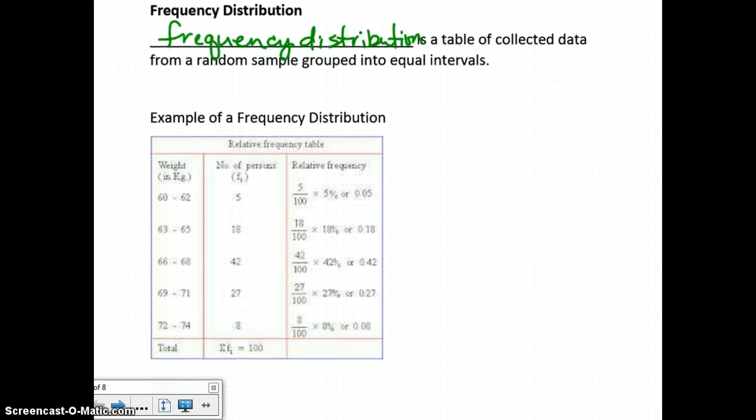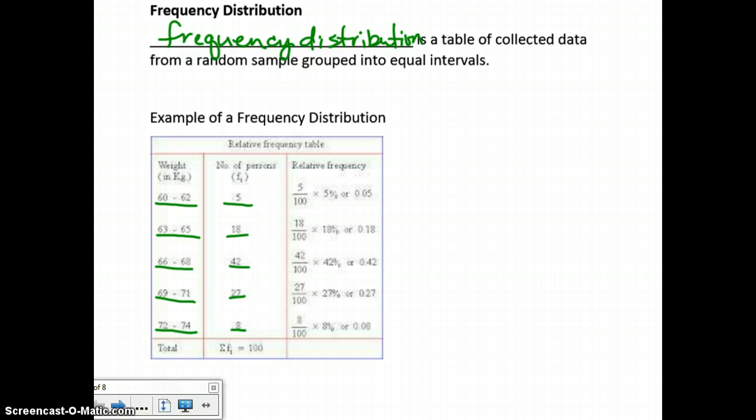Below is an example of a frequency distribution table, and you can see that we have our intervals here, and the frequency is how many are in that interval. So for this particular entry, there were 5 people that weighed between 60 and 62 kilograms. 63 to 65 kilograms, there were 18 people. 66 to 68 kilograms, there were 42 people. 69 to 71 kilograms, there were 27 people. And 72 to 74 kilograms, there were 8 people.